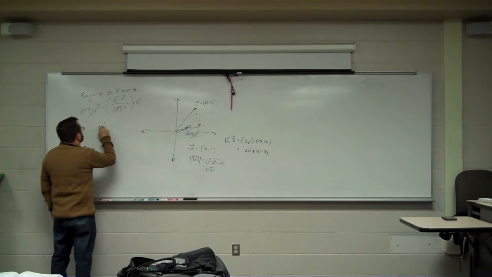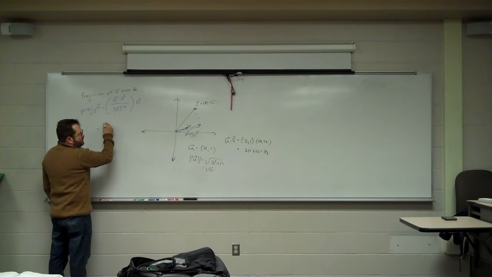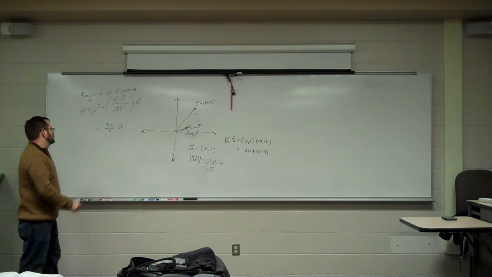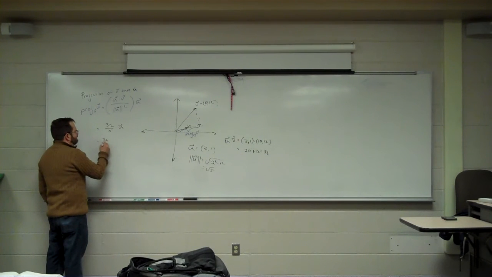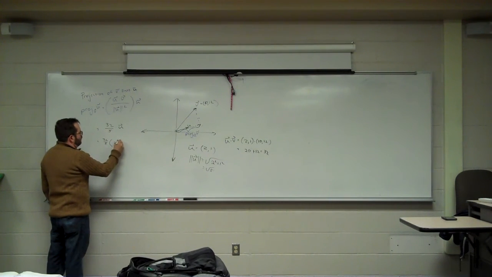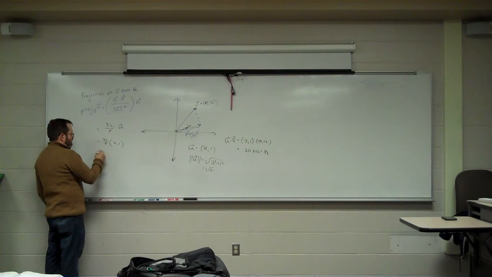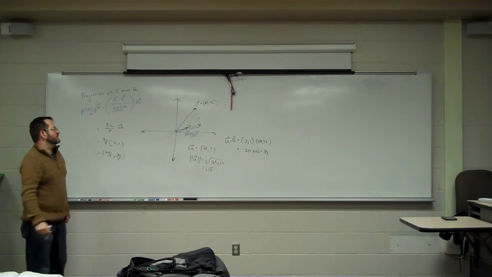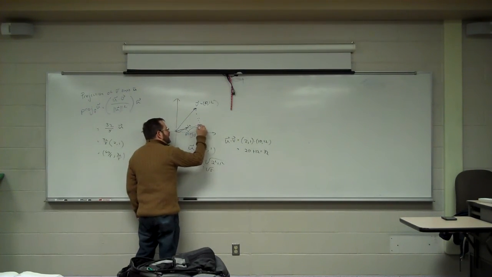So that projection is going to be 32, U dot V, over the magnitude of U squared, which is 5, times U. So it is 32 fifths times 2, 1, and we could do this math here. It would be 64 fifths, 32 fifths. That would be this vector right here.